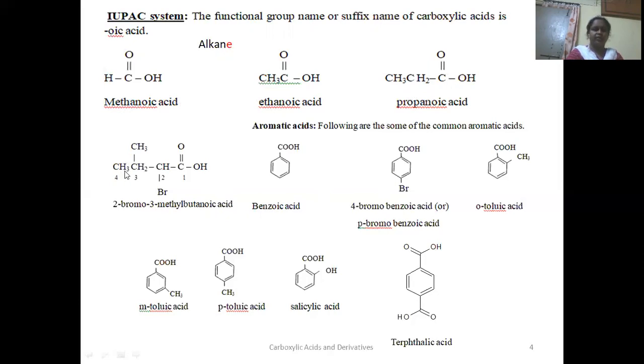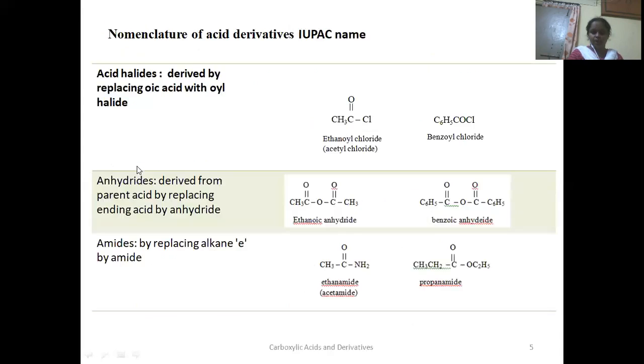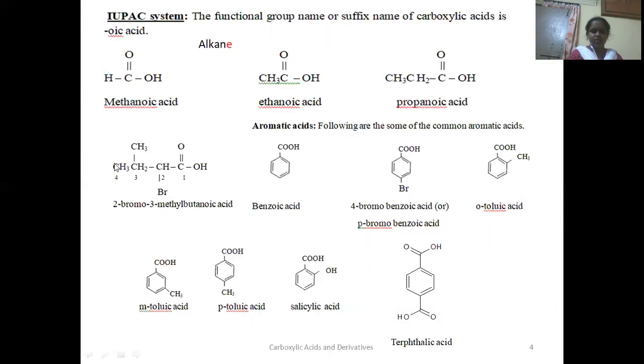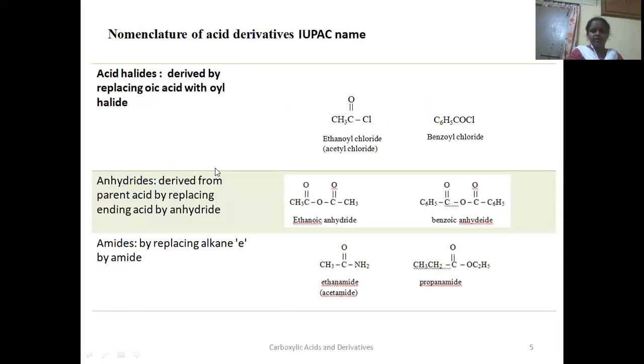Now let us see the case when there are substituents here. Unlike the common system, where we started from the next carbon that is attached to the carboxylic acid functional group and gave alpha, beta, gamma, delta, and so on, in the case of IUPAC nomenclature, you have to start from this carbon only. That is 1, 2, 3, and 4. So now select the longest chain.